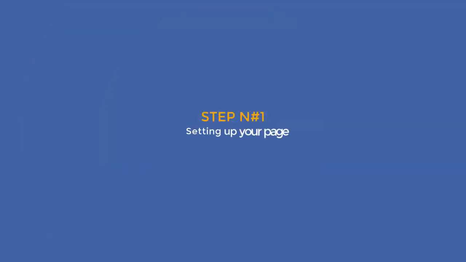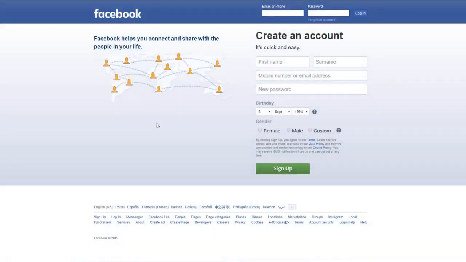Step number 1, setting up your page. Head over to facebook.com. Before we start, you need to understand you can't create a business page on Facebook unless you have a personal Facebook account attached to it. This is because Facebook requires every business page to have at least one administrator to manage the page, and this is only feasible by tying a Facebook business page with a personal account. And before you ask, anyone seeing your business page will not be able to trace it back to your personal profile, as they are two separate entities, so you can relax.